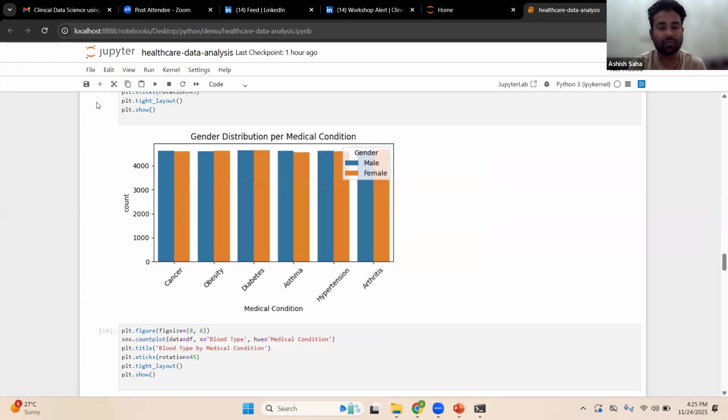Here I'm trying to find the diseases based on gender. For cancer, obesity, diabetes, asthma, hypertension and arthritis, I can see the density is the same for male and female. It is not the case that the chance of cancer is higher for males than females in my data. All of the diseases have the same distribution across genders. So I hope the gender distribution is clear.